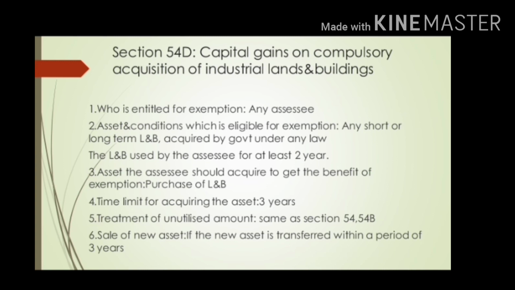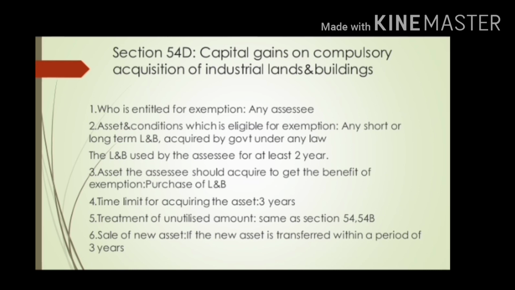So it is any land and building, short-term or long-term, used in an industrial undertaking which is compulsorily acquired by the government under any law. The condition is that the land and building should be used by the assessee for the purpose of an industrial undertaking for at least 2 years immediately preceding the date of such transfer. And the assessee should acquire, to get the benefit of exemption, a new asset, which is purchase of land or building for industrial purpose. And the time limit for acquiring the new asset is 3 years.